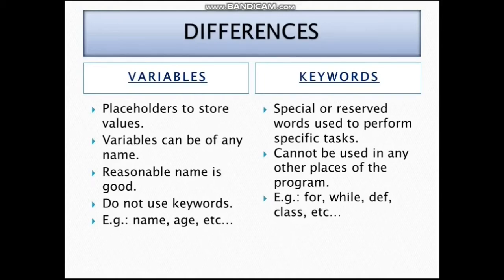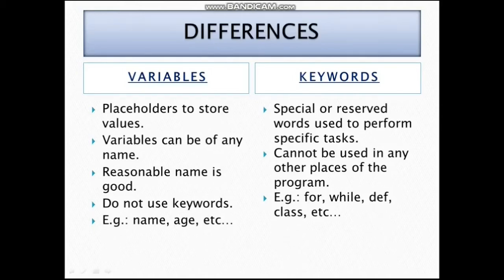The for, while, def, class, etc. are the keywords. For and while are loops, which I'll be explaining in the later part of our session, and def is used to define a function, and class is a bunch of code which can be called again and again in various parts of our code. Don't worry, I'll be explaining everything of this in the later part of our session.